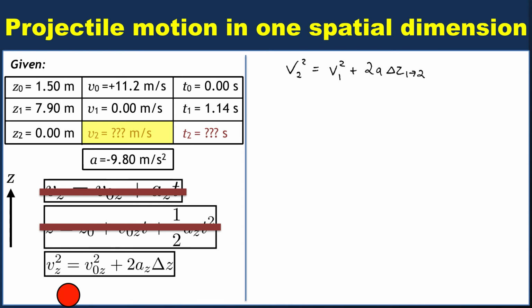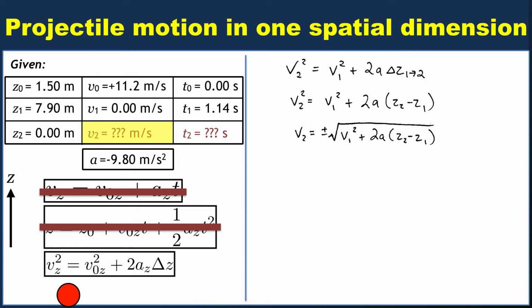So to start, it's v2 squared equals v1 squared plus 2 times a times delta z, now going from 1 to 2. So remember that displacement is z2 minus z1. Now we just need to solve for v2, which we can do by taking the square root of both sides. But remember, v2 technically is equal to plus or minus the square root of the right-hand side, and in this case that's important. Think about it. v2 is the velocity of the ball right before it hits the ground. It is definitely moving in the negative direction at that point using our convention of positive z pointing up, so we have to choose the negative sign out in front of the square root.